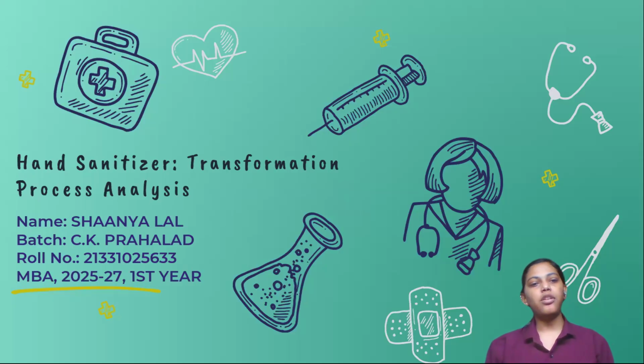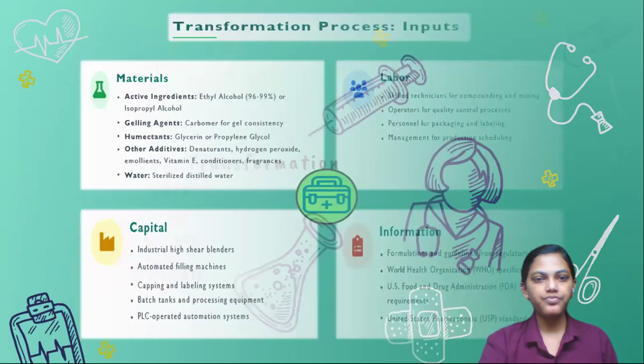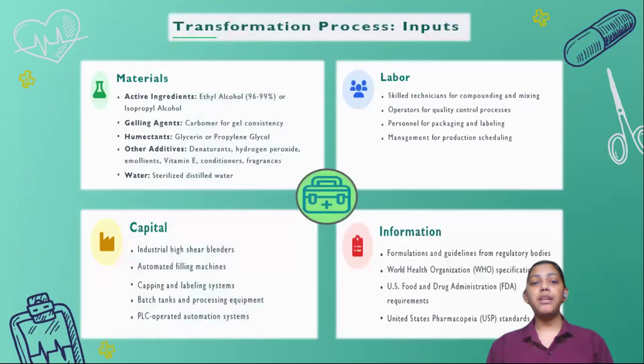And I'll be talking on the topic hand sanitizer transformation process analysis. First in the transformation process is inputs. Inputs include material, labor, capital, and information.